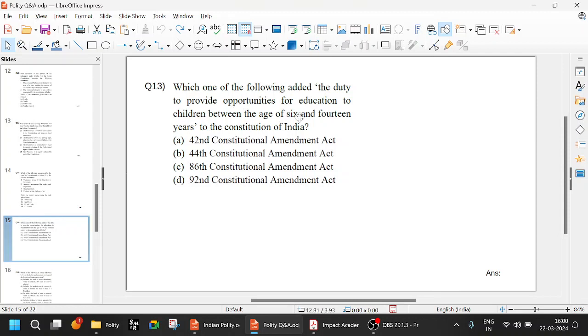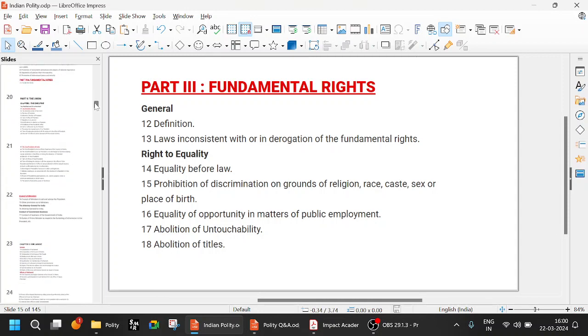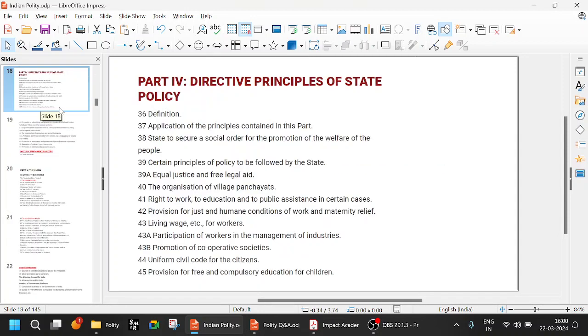So which of the following added the duty to provide opportunities for education to children between the age of 6 and 14 years to the Constitution of India? So, when we are talking about education, let us look at a couple of things. First and foremost thing is Article 45. Okay, Article 45, if you look at it, there is a provision for free and compulsory education for children. So, previously, this particular Article 45 used to deal with the education of children.